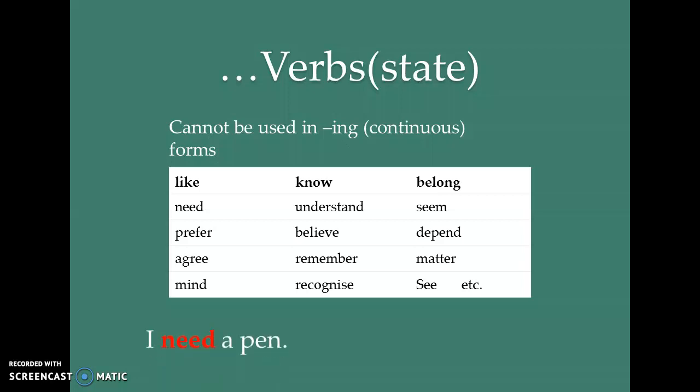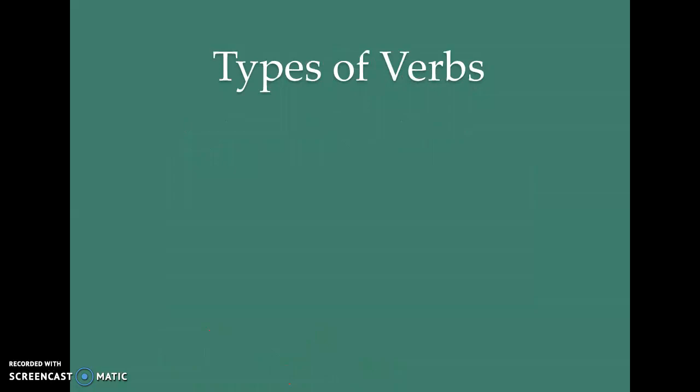Look at this example. I need a pen. This is a correct sentence. I am needing a pen is an incorrect sentence because need is a state verb, therefore it cannot be used in the continuous form. Let's now move to the types of verbs.